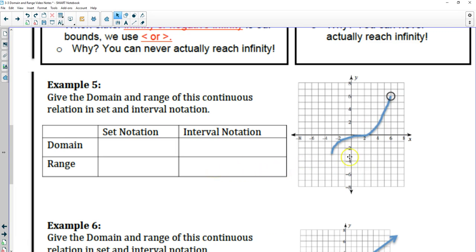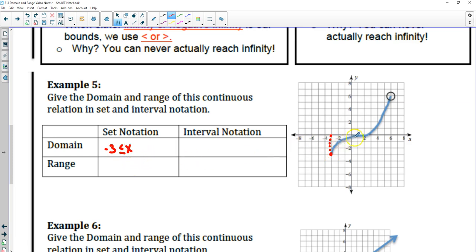So the domain is all your possible x values. What you're going to do to find the domain is find the very beginning of this function. This function starts right here. The x value for that is -3. You can just draw yourself a line to the x-axis to see what that is. So it starts at -3. -3 is less than or equal to all your other x values.